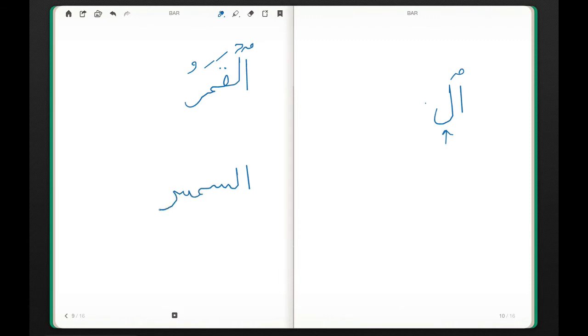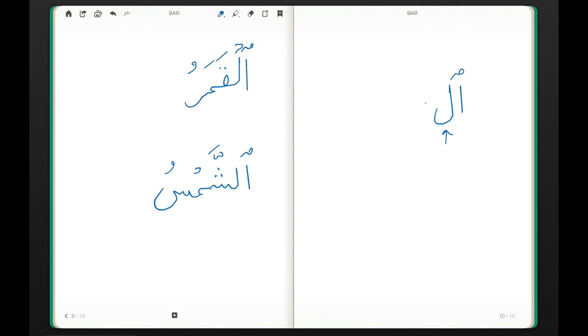Ash-shamsu. It also has a Hamza lam at the beginning. But you'll notice that the lam has no sukoon written on it. You'll also notice that the next letter, the sheen, has a shadda written on it, whereas the qaf up here had no shadda.